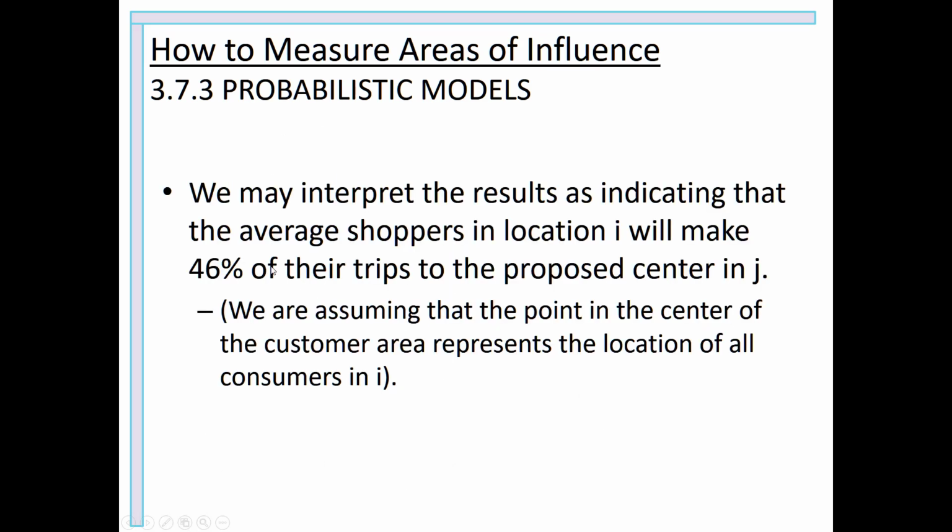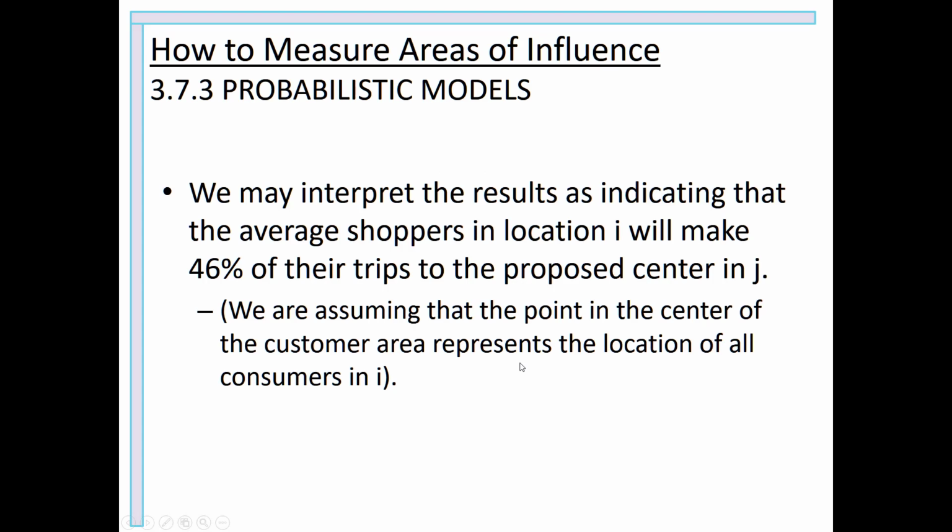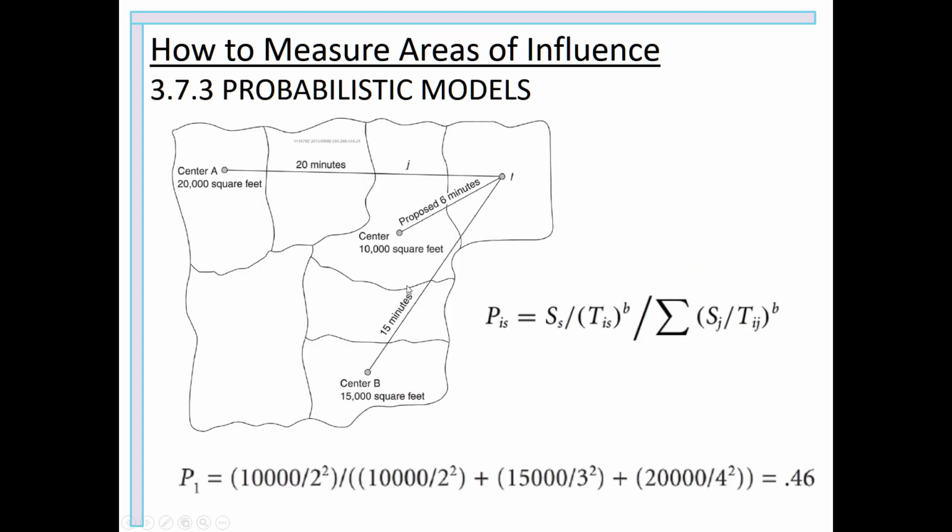How do we interpret this result? We may interpret the result as indicating that the average shopper in a location I will make 46% of their trips to the proposed center in J. So 46%, that's the probability of somebody here in I shopping here instead of here or here. Or you can also see it as the following: every time a person in I goes shopping, 46% of the time they will go shopping in the center here, which is being constructed in J.